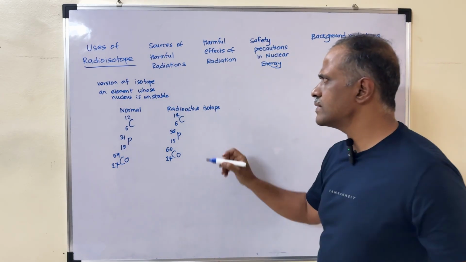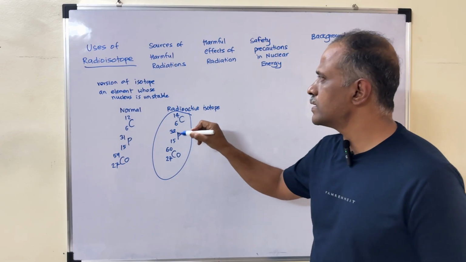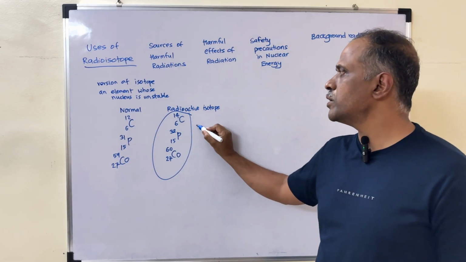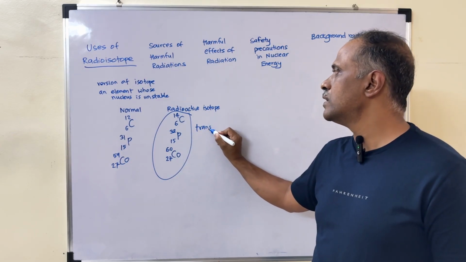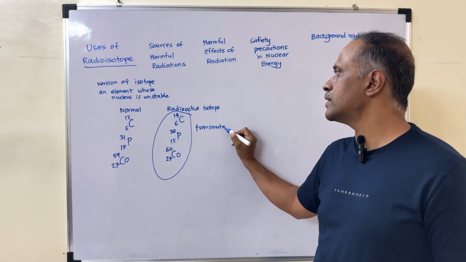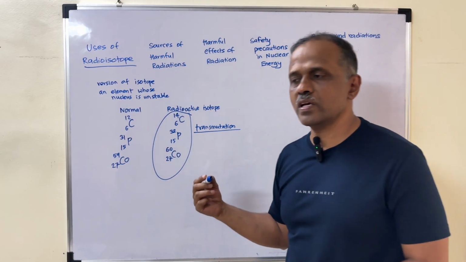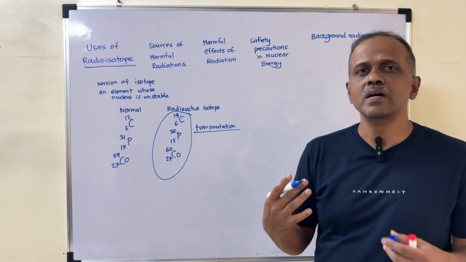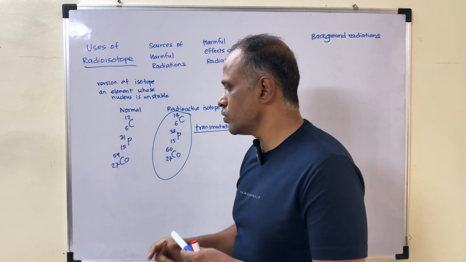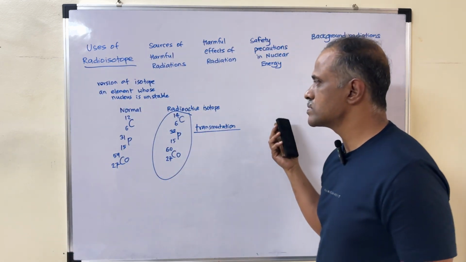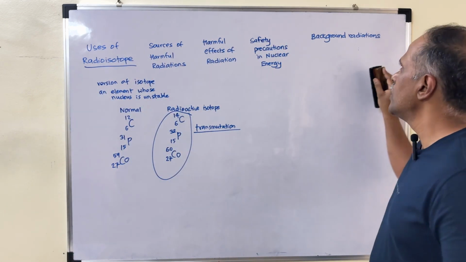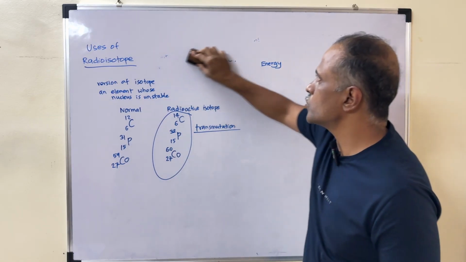These radioactive isotopes are either naturally found or they are prepared by transmutation. Transmutation we have already studied in earlier classes; it is nothing but the transformation of a nucleus by bombardment of certain particles on it. So, without discussing anything further, we will go on to the uses of radioisotopes.